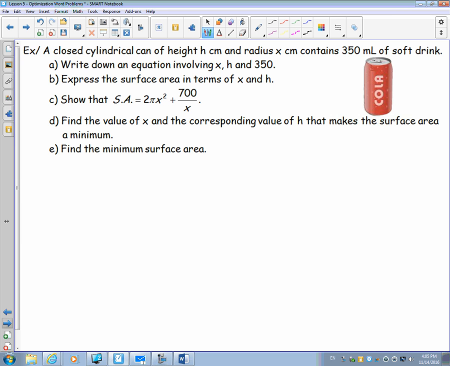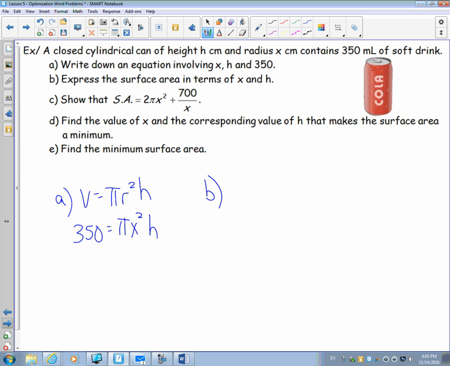So we've got a closed cylindrical can of height h, radius x, that contains 350 millilitres of pop. Now in most cans you actually do 355, but to make it a little bit easier to work with, let's just go with 350 this time. So I'll write down an equation involving x, h, and 350. What do I know about 350? It's my volume. Well, the volume of a cylinder, that's in our formula book, is pi r squared h. You guys don't have to memorize them, but you have to know what they are. We were told the radius was x, so in this case it's pi x squared h. So part A says write down an equation, and there one is. Here's an equation involving x, h, and 350.